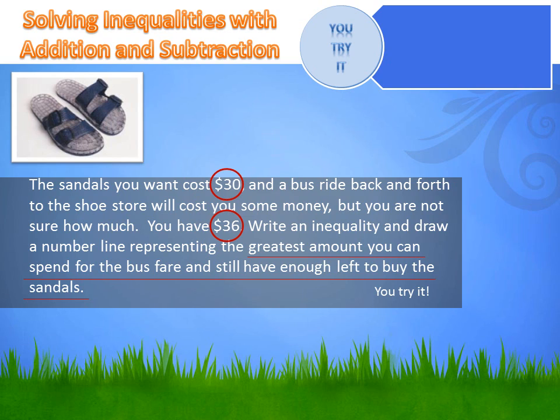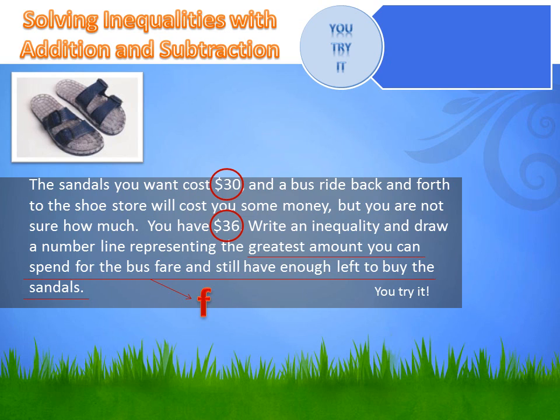Then I want to underline the question. The question is, what's the greatest amount you could spend on bus fare and still have enough left to buy the sandals? Now I need to give this question a variable name, so let's call bus fare F. So F is the greatest amount I could spend on the bus fare and still have enough money to buy sandals. Well, you can probably figure this out.